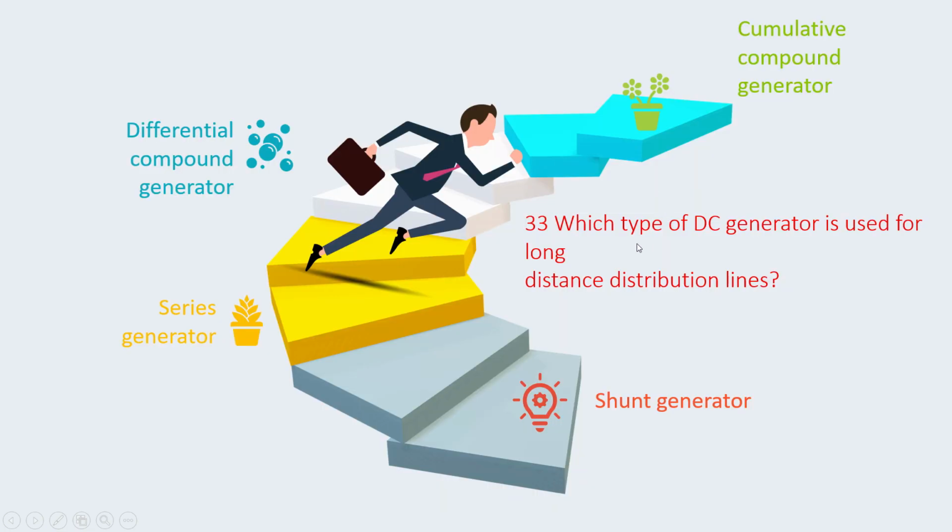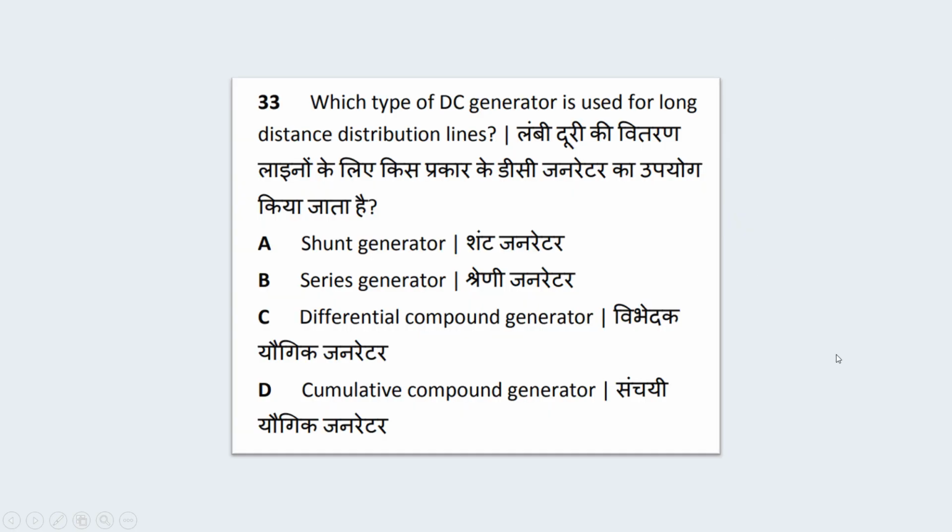Which type of DC generator is used for long distance distribution lines? Shunt generator, series generator, differential compound generator, cumulative compound generator. The answer is cumulative compound generator. This is a very important question.